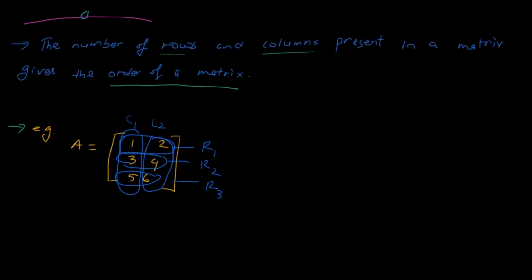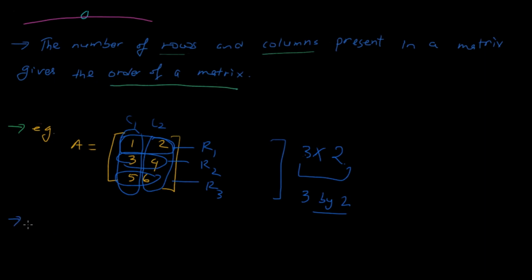So first of all, we have to write the number of rows, that is in this case 3, and the number of columns is 2. So matrix A can be considered to be of the order 3 by 2. We read 3 multiplied by 2 as 3 by 2.